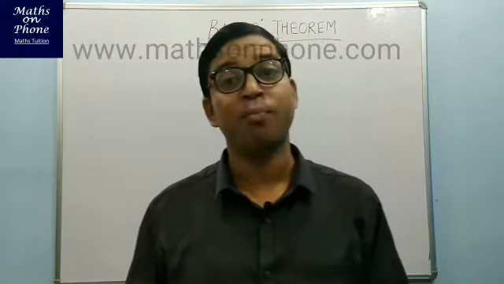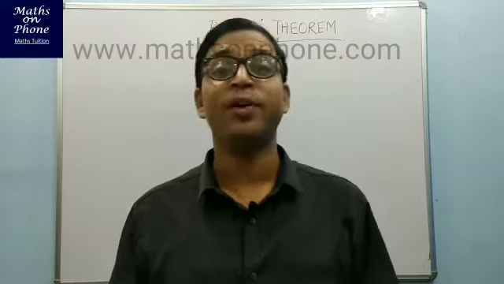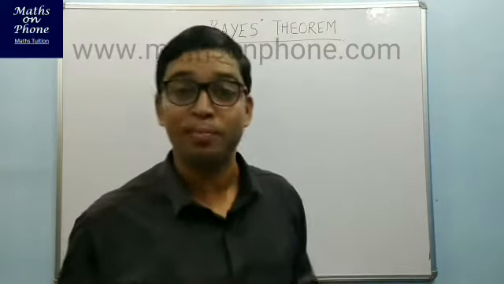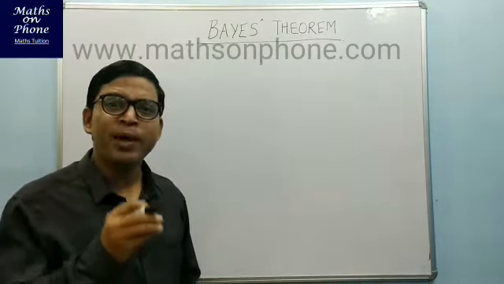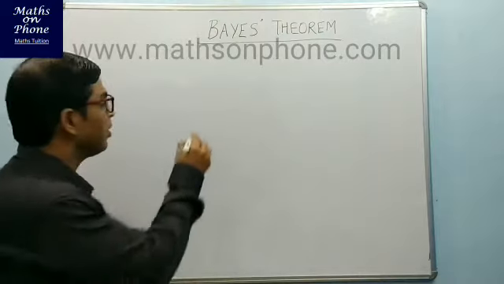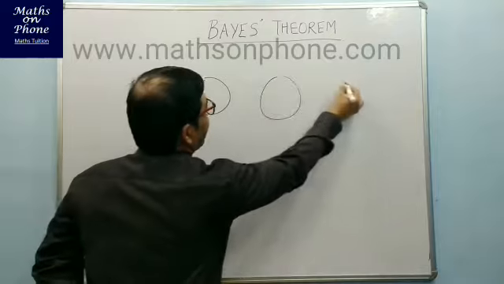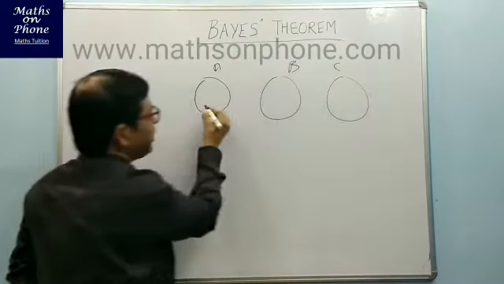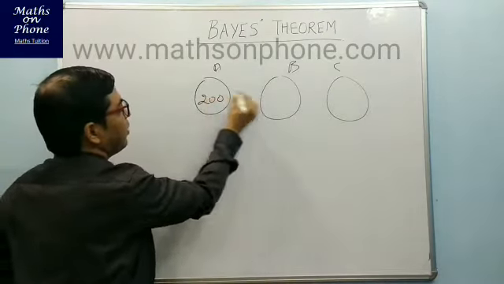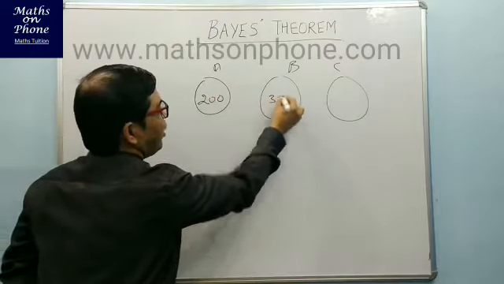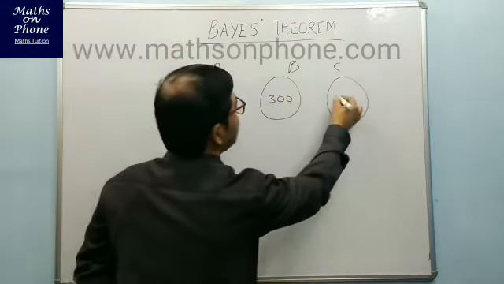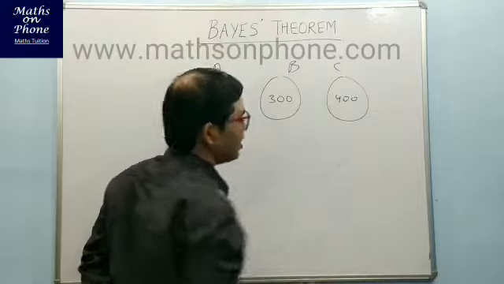An application of Bayes theorem in dealing with total probability problems. A toy manufacturer company is there, got 3 units, A, B and C. Unit A is manufacturing 200 toys per day, this is manufacturing 300 toys per day and this is manufacturing 400 toys per day.